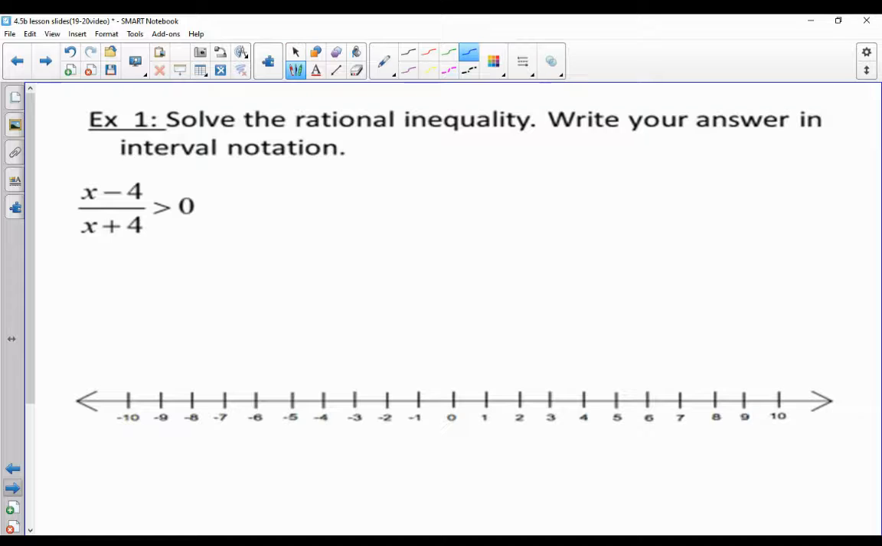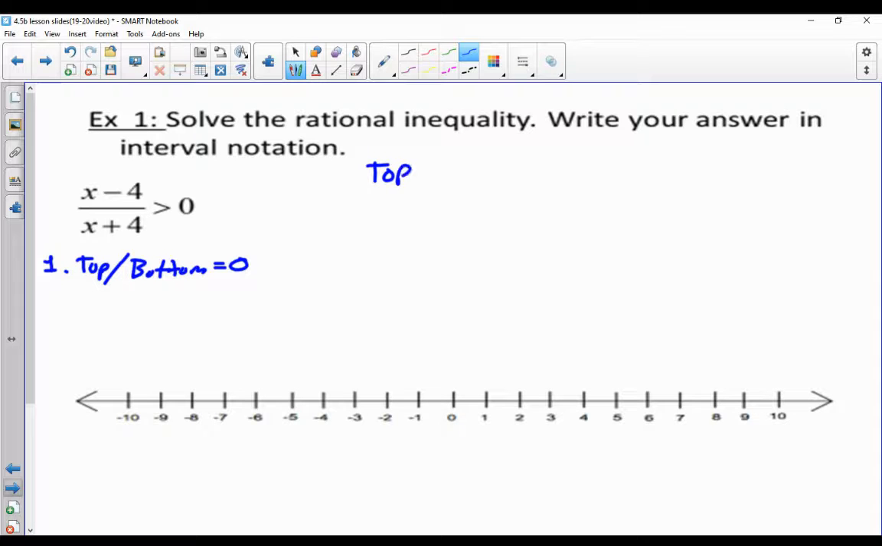So, let's say we have this rational expression, x minus 4 over x plus 4, and it's greater than 0. We need to solve this rational inequality and write our answer in interval notation. Or in other words, we need to find all the x values so that if we were to plug in x, the answer would be greater than 0. And this is usually the best way to do it. The first thing you want to do is take the top part of the fraction and then the bottom part of the fraction, set both top and bottom equal to 0, and solve for the x.